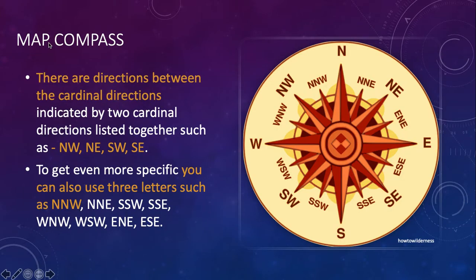There are also directions between the cardinal directions, like northwest, northeast, southwest, and southeast. So if you list two cardinal directions together, that's between the cardinal directions. You can't have north-south, but you can have northwest or northeast. You can't have west-east, but you can have southwest or southeast or northwest or northeast. And you can get even more specific with 3 letters. Between northwest and north is north-northwest. And between south and southeast is south-southeast.